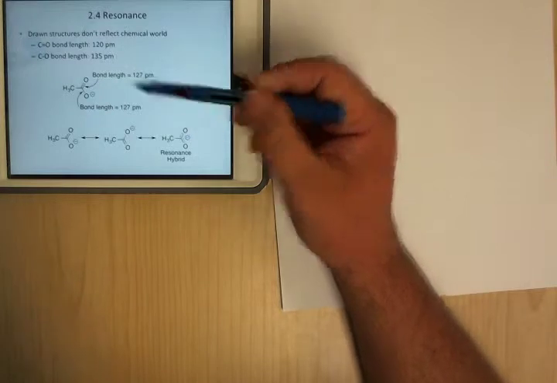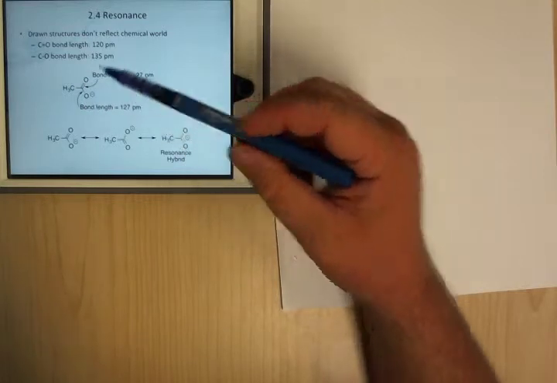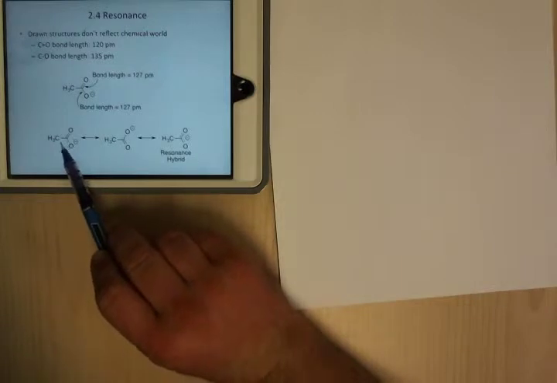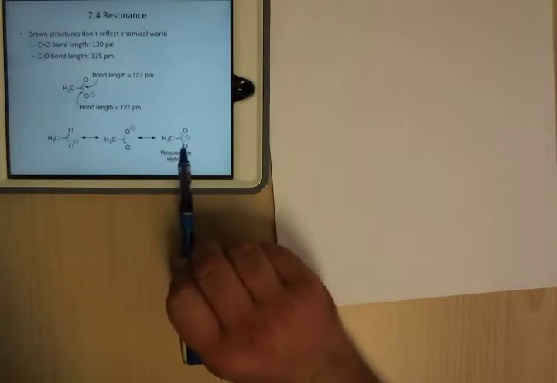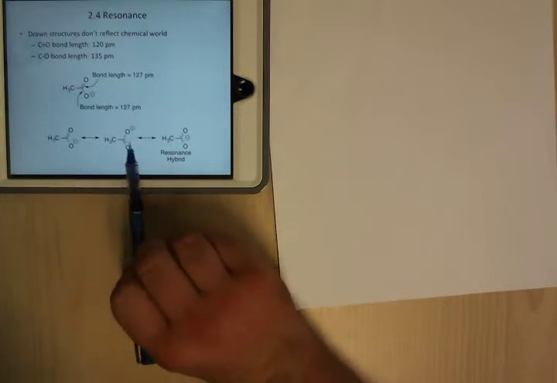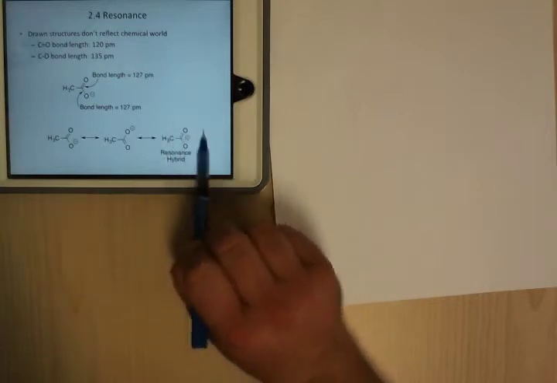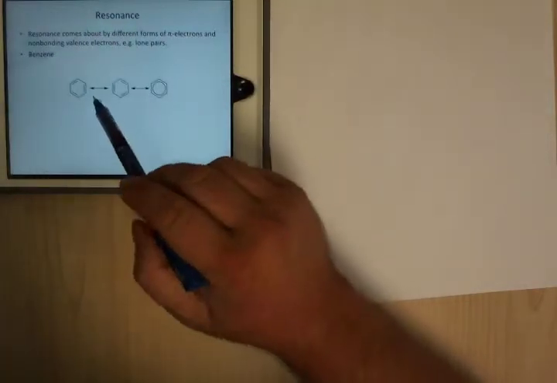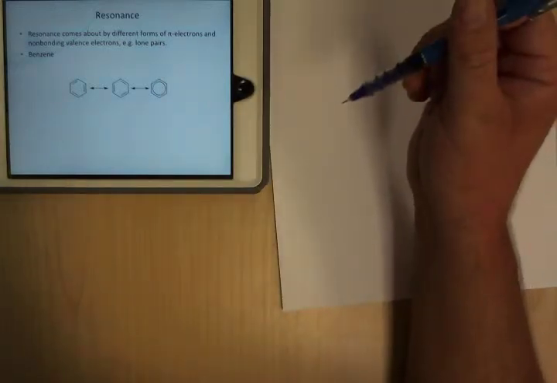Okay, and so it was sort of this one here, where the negative charge was sort of in between it, and this was going on. So what they had to do is develop resonance structures in order to account for the fact that it's not necessarily this one and this one, it's actually this one, but this one's really hard to draw. And so what we've done is developed a drawing scheme so that you can take into account the fact that these 2 things sort of exist, but in fact you have to realize that this is the actual situation. Okay, so resonance comes about by the different forms of pi electrons and non-bonding valence electrons.